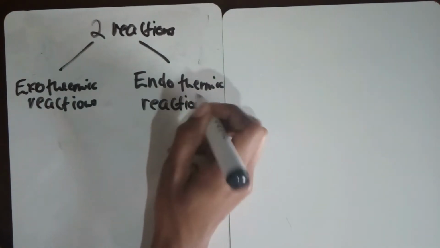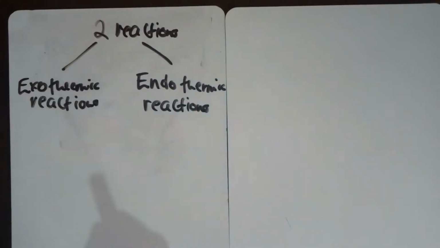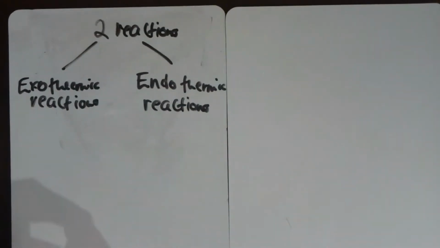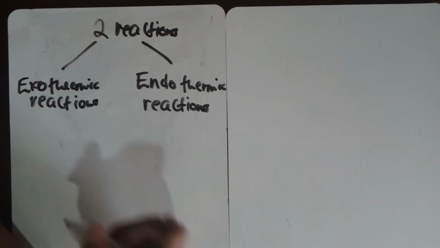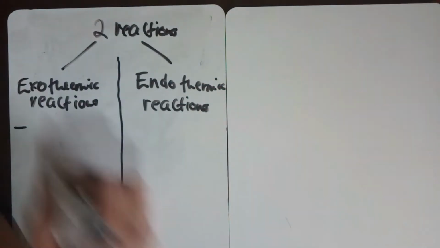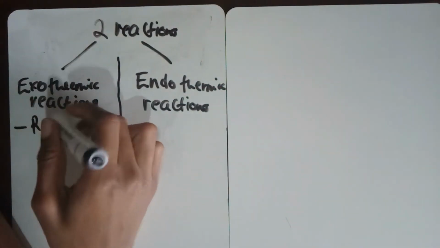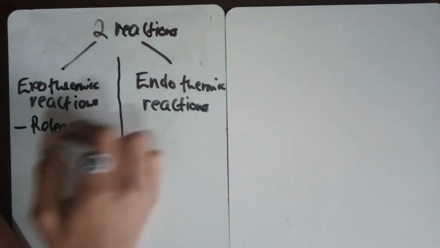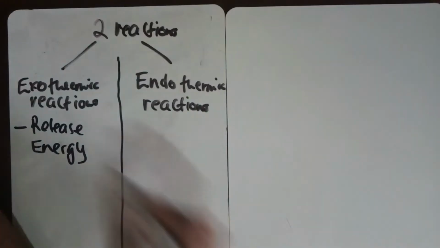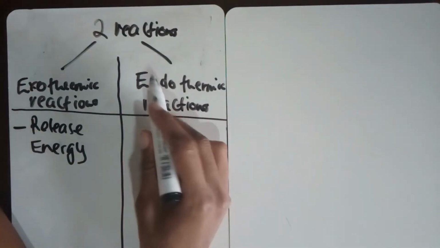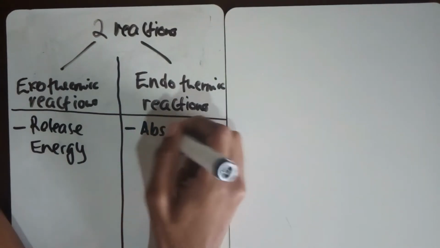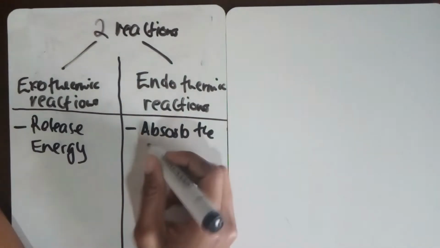Now we're going to try to differentiate between the two. What type of reaction is an exothermic reaction? During an exothermic reaction, these are reactions that release energy. And then the opposite is true for endothermic reactions. These reactions absorb the energy.